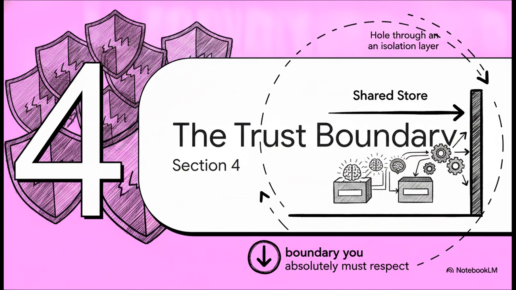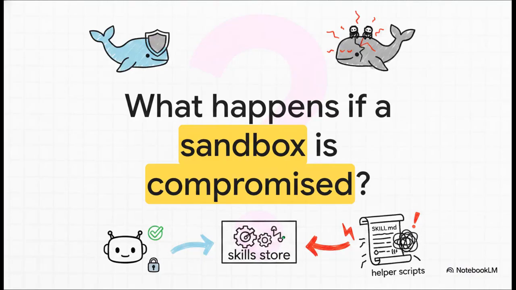All right, Section 4, the security trust boundary. Whenever we punch a hole through an isolation layer for convenience, we absolutely have to talk about security. Let me ask you this. What actually happens if a sandbox gets compromised? Well, let's say you spin up a sandbox for some untrusted public repo. Here's the catch. By default, that shared skills store is mounted read-write.